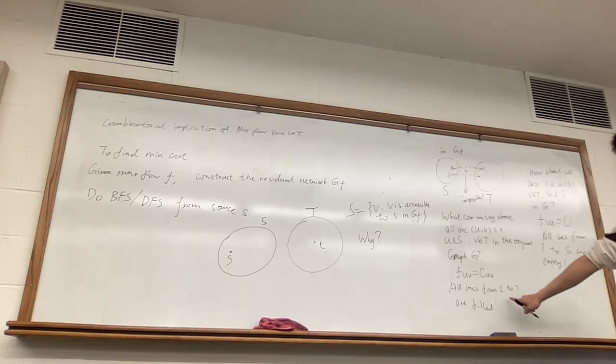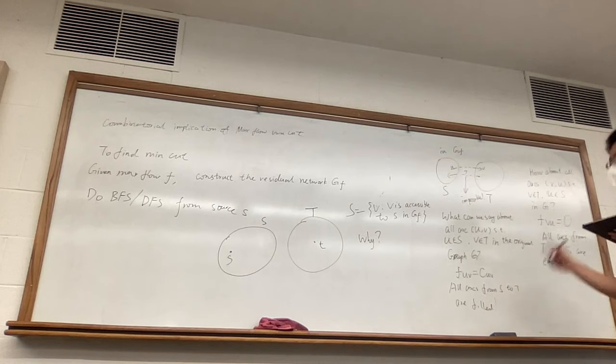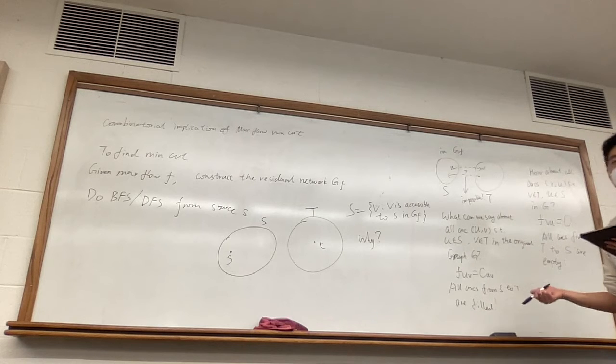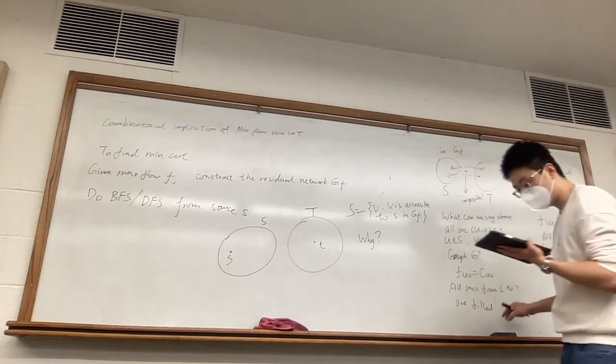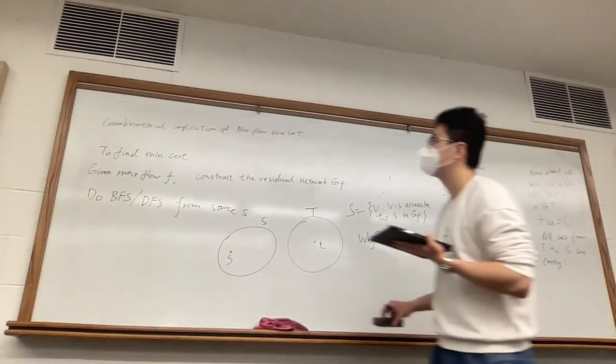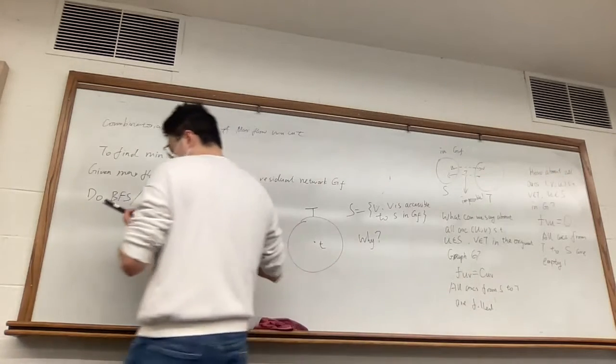So keep in mind these two claims. These are very important when you are solving problems about minimum cut. In the minimum cut, all the arcs from S to T are filled, and all the arcs from T to S are empty. Remember how to prove this. I've already shown this here. So this is a review of the max flow min cut.